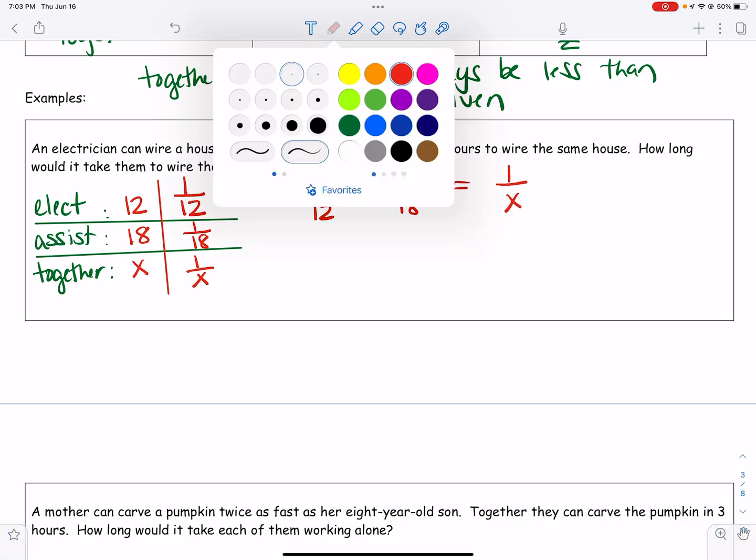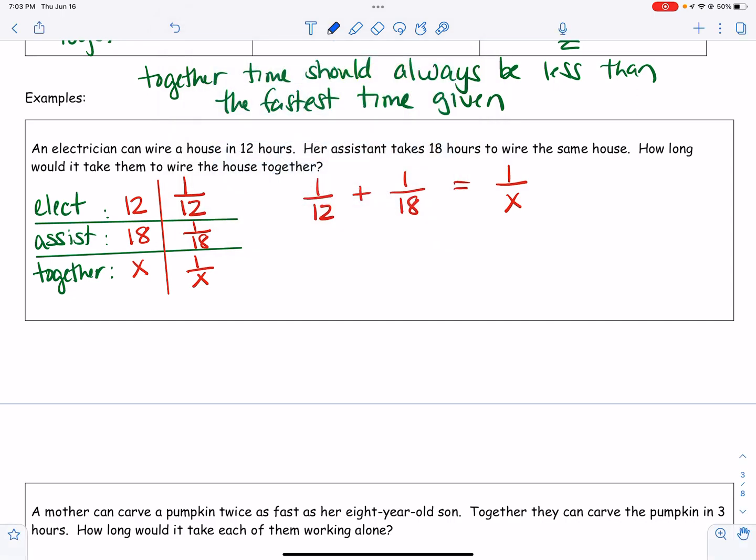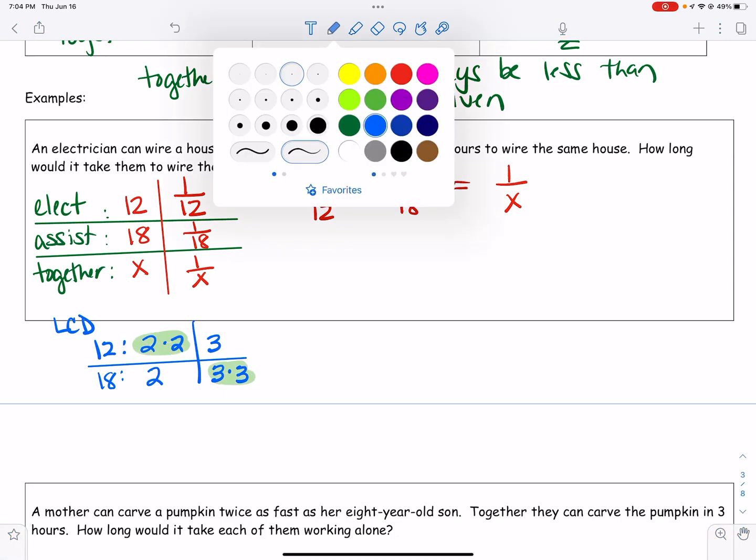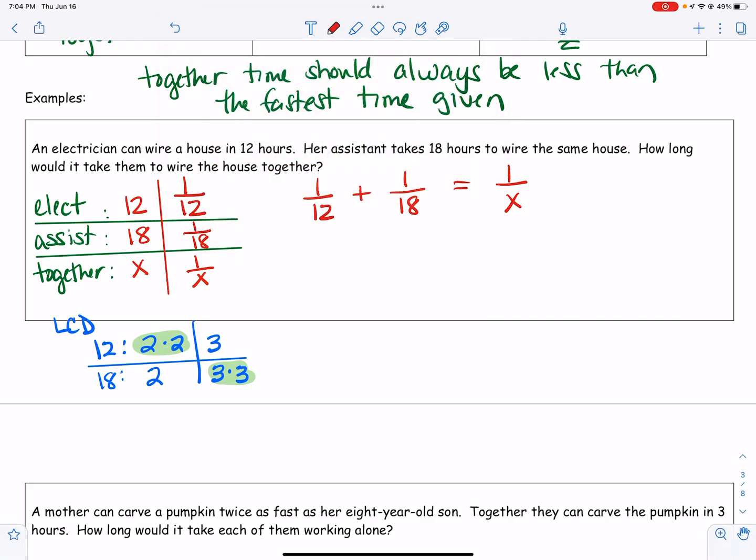Now we have to find the LCD between 12 and 18. I'm going to write 12 as 2 times 2 times 3, and 18 is 9 times 2, so that would be 2 times 3 times 3. So I need 2 2s and 2 3s. My LCD is going to be 36: 2 times 2 times 3 times 3.